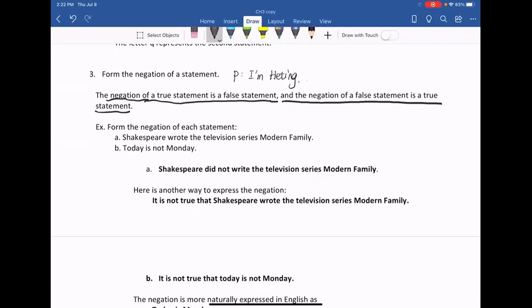The negation of the statement, we use this symbol. It means not P. Negate the statement I'm heading. Following the grammar, I am not heading. This is a negation of the statement. If my statement is true, the negation should be false.